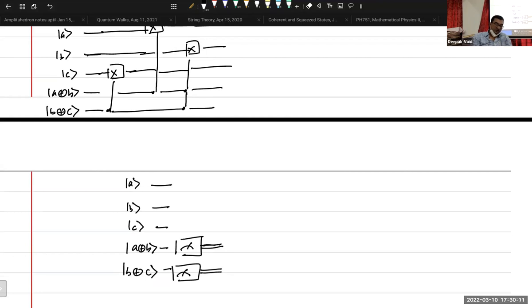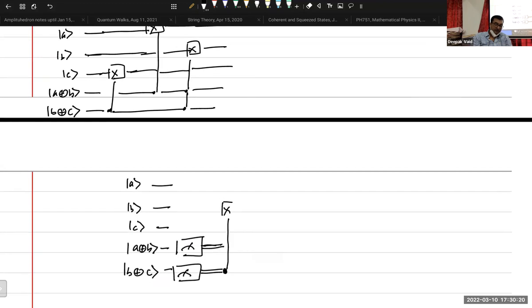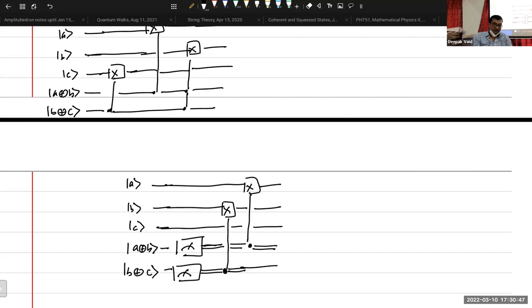And now, if we put the control, this X operation, right? Okay, this is X, and then X, which, one second. Yeah, you're right, that will be C.